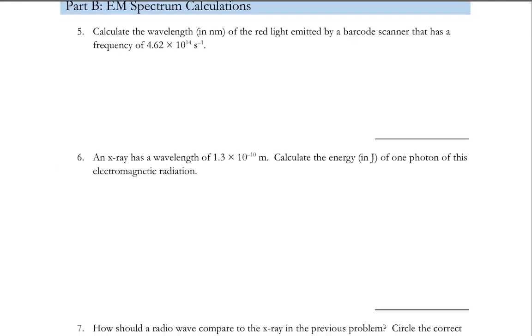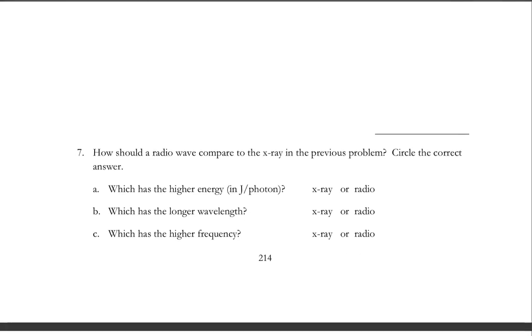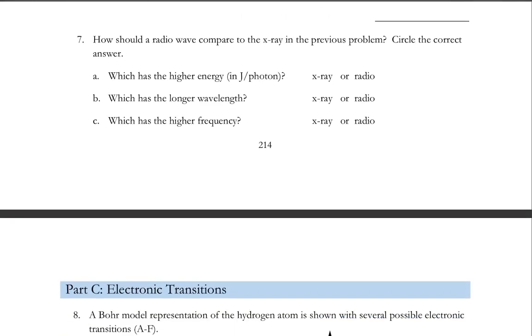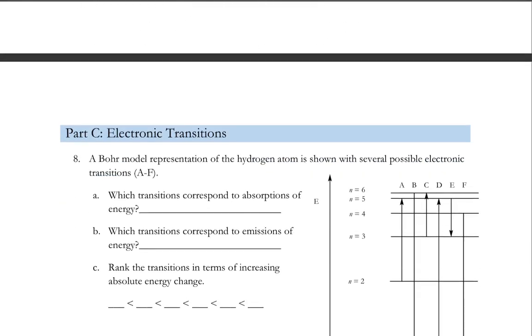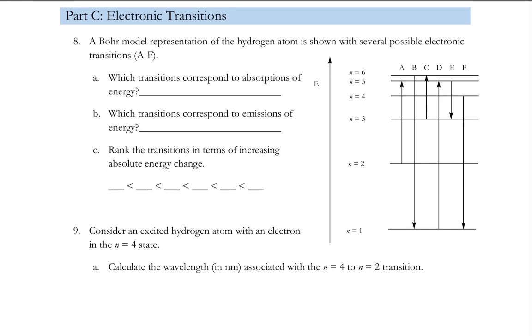Okay, and then you're making some calculations going from frequency to wavelength. Here we have a wavelength. You're calculating the energy of that light. You're answering a question about comparison energies, wavelengths, frequencies. All right, now we're looking at electronic transitions in part C. So we're using the Bohr model, and we have an energy level diagram showing transitions A through F. You're deciding which are ones that correspond to energy absorbed, which are ones corresponding to energy emitted. So think about the direction of the arrows. And you then are ranking the transitions in order of increasing absolute energy change. So that just has to do with the length of that arrow, whether up or down.